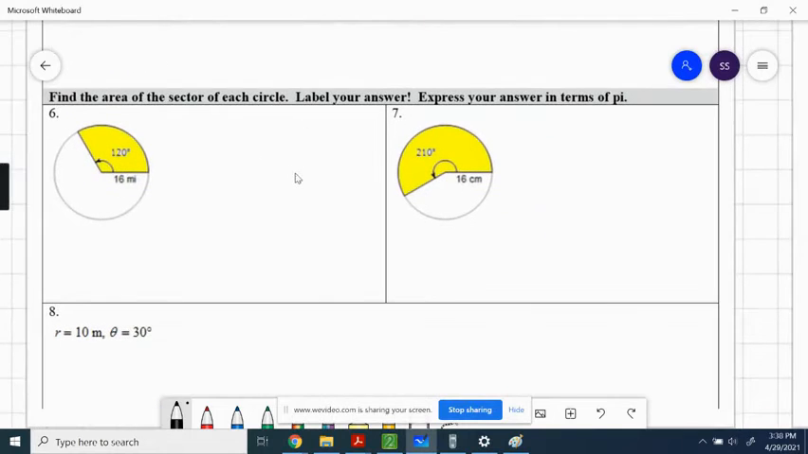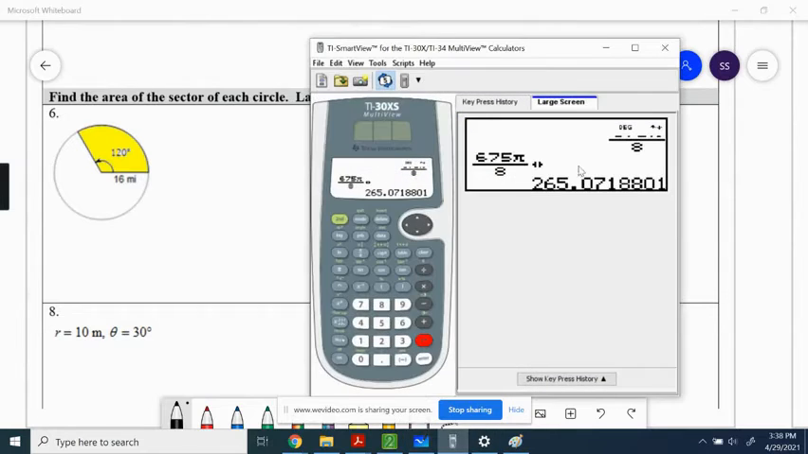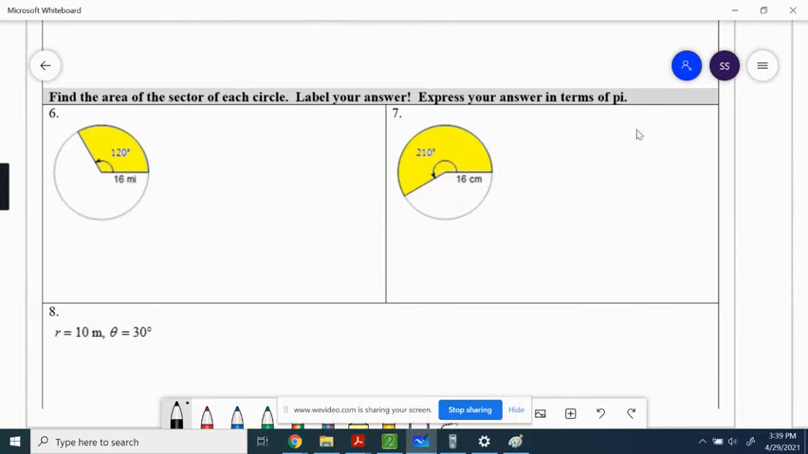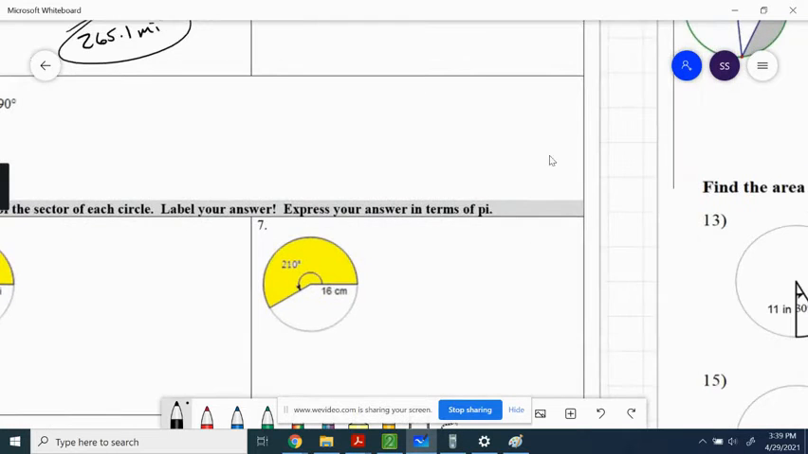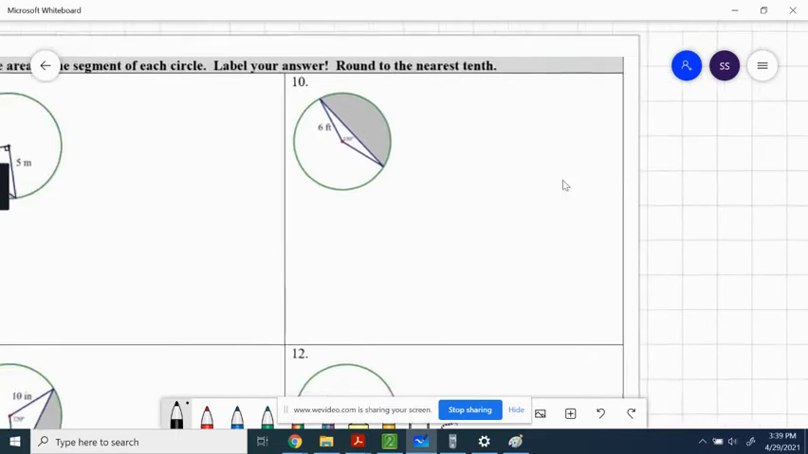6 and 7, really the same exact thing, except you're going to have that ugly answer that I got before I hit that double arrow key right here. That 675 pi over 8. That's the exact answer. So really, those are pretty basic problems. Segments is where it gets a little bit more interesting.